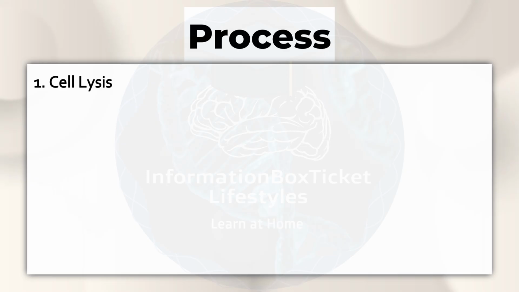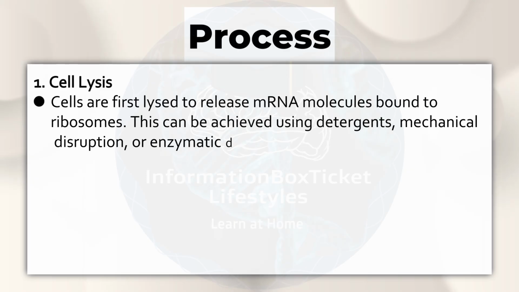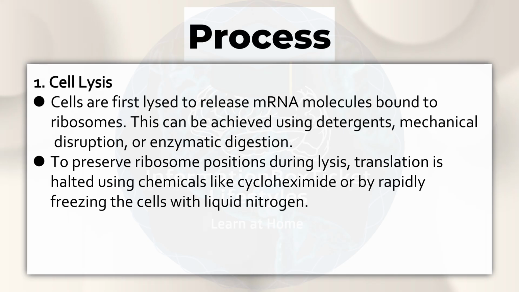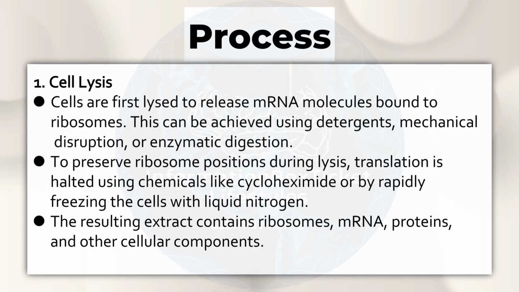Number 1. Cell lysis. Cells are first lysed to release mRNA molecules bound to ribosomes. This can be achieved using detergents, mechanical disruption, or enzymatic digestion. To preserve ribosome positions during lysis, translation is halted using chemicals like cycloheximide or by rapidly freezing the cells with liquid nitrogen. The resulting extract contains ribosomes, mRNA, proteins, and other cellular components.